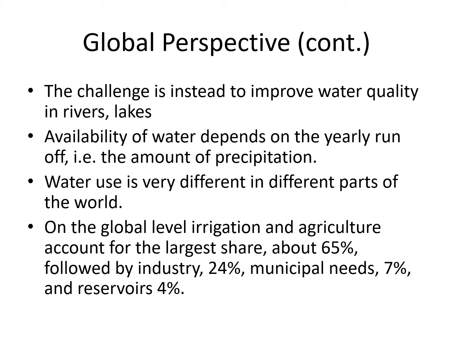Water use is very different in different parts of the world. On the global level, irrigation and agriculture account for the largest share, about 65%, followed by industry 24%, municipal needs are 7%, and storage reservoirs 4%.